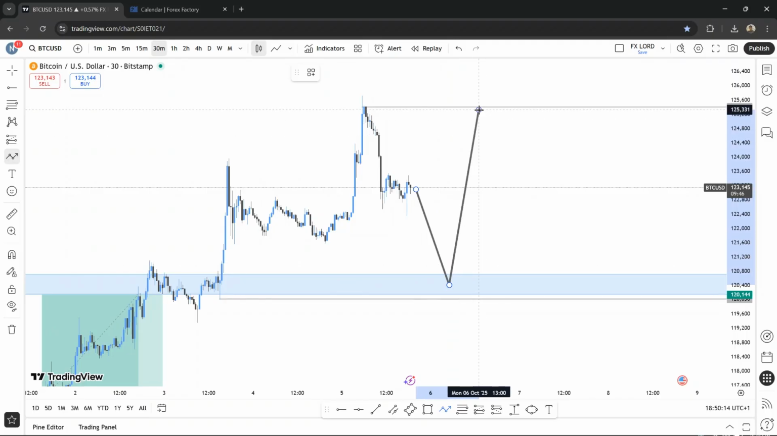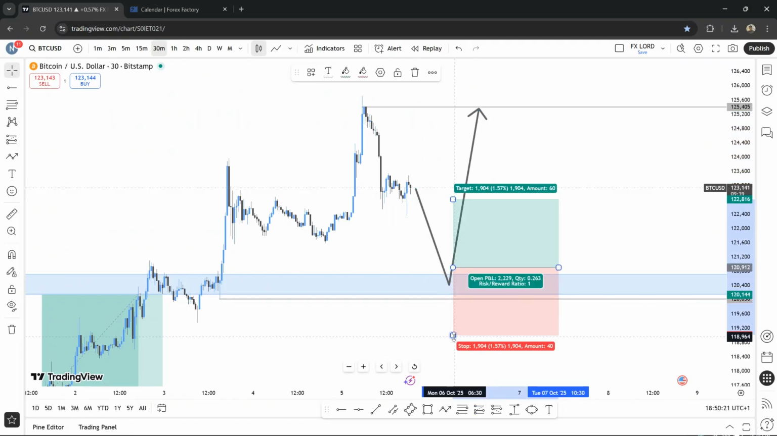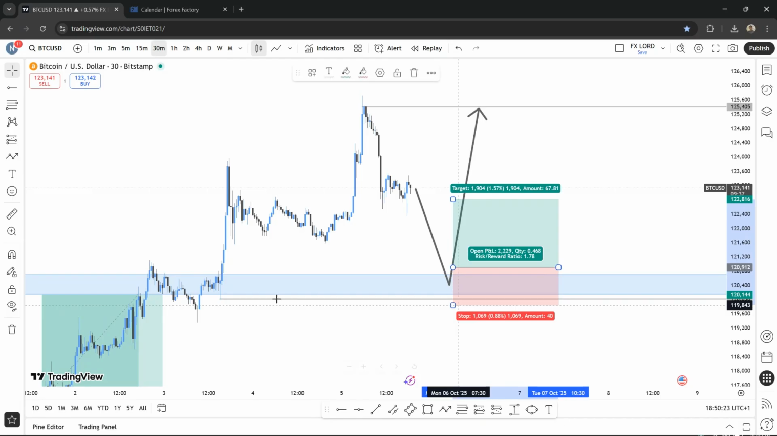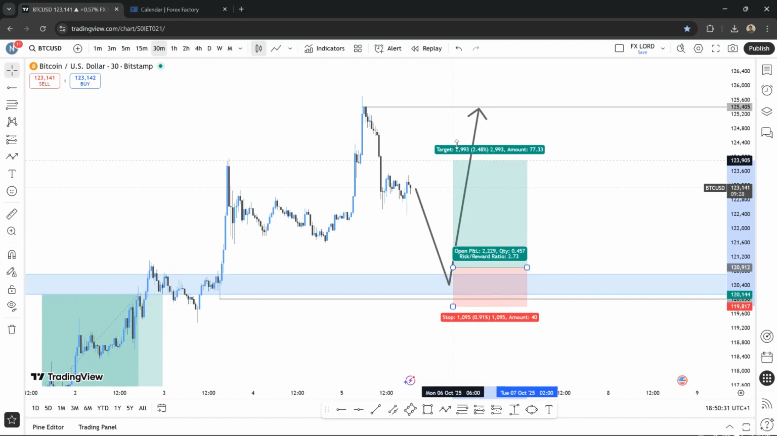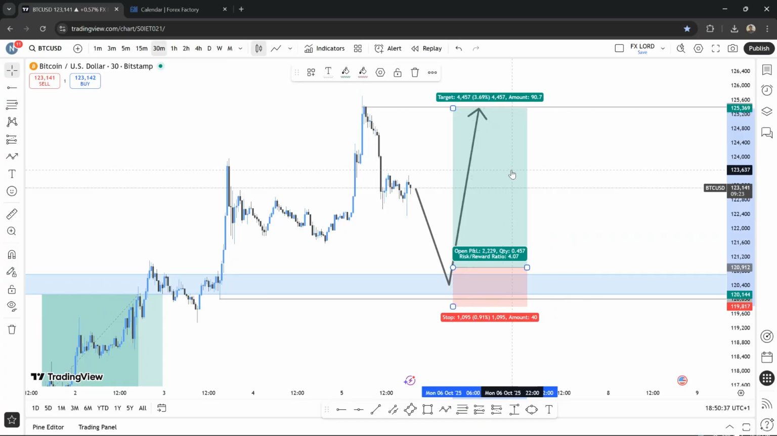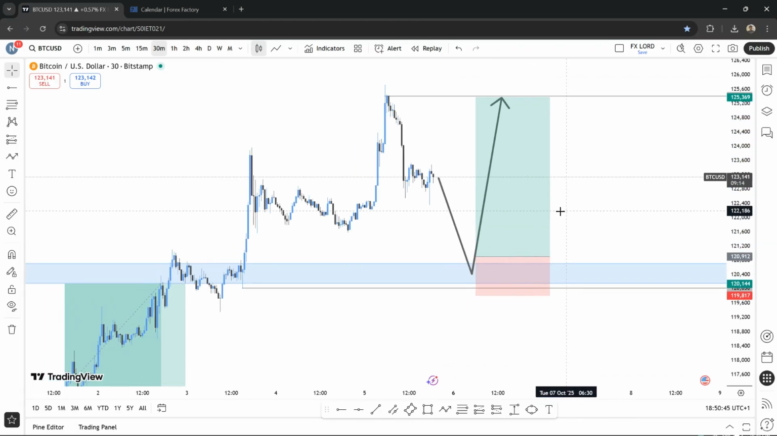If this happens, my entry is just going to be right here, and my stop loss just a bit below this line, this weak rejection right here. I'm just going to ride this to the upside, right to this recent high. This is going to give me about a one to four ratio. So that's a good trade. This is what I'm looking out for on BTC USD.